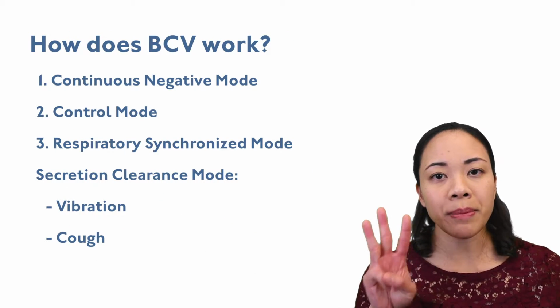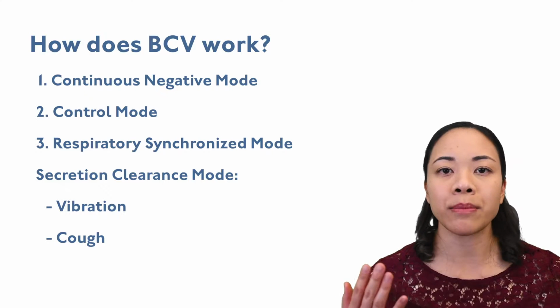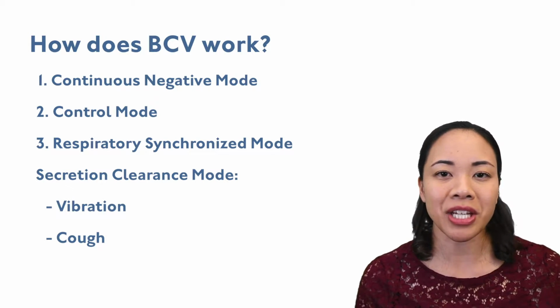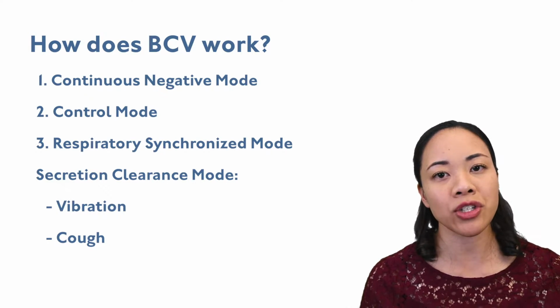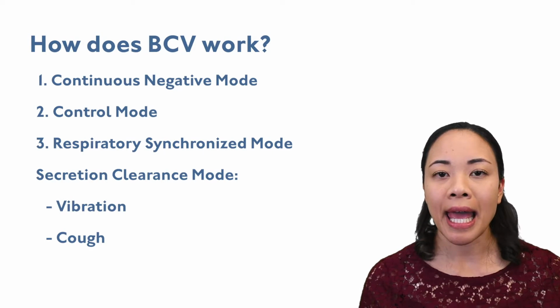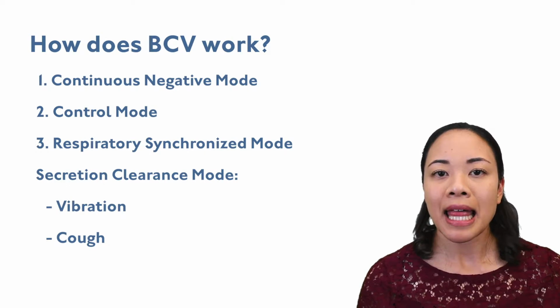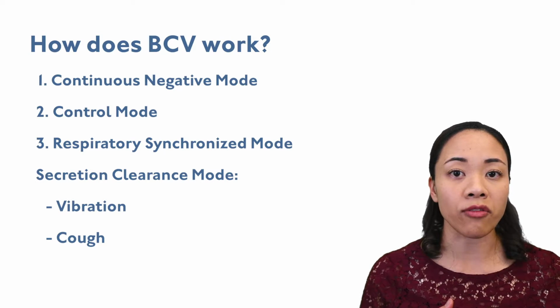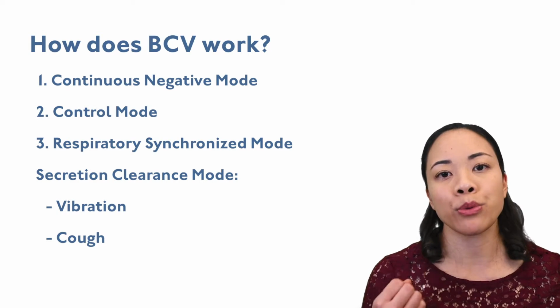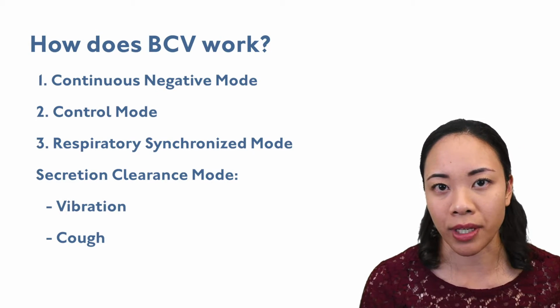BCV offers 3 basic support modes and a separate timed airway treatment mode. The secretion clearance provides both high-frequency chest wall oscillation for thinning and mobilizing secretions, then cycles into an assist cough mode, which provides a very potent means of enhancing expectoration.